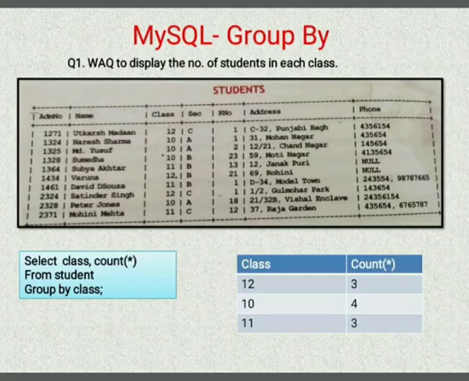First, we have 12th class. So it will count how many students are there in class 12th. How many students are there? 3. So it will display 12, 3. Next group, 10th. How many students are there in class 10th? 4. So it will display 10, 4. Then the last is 11th class. In 11th class, it will count how many students there are. 3 times 11 is repeated. Therefore, it will result as 3.